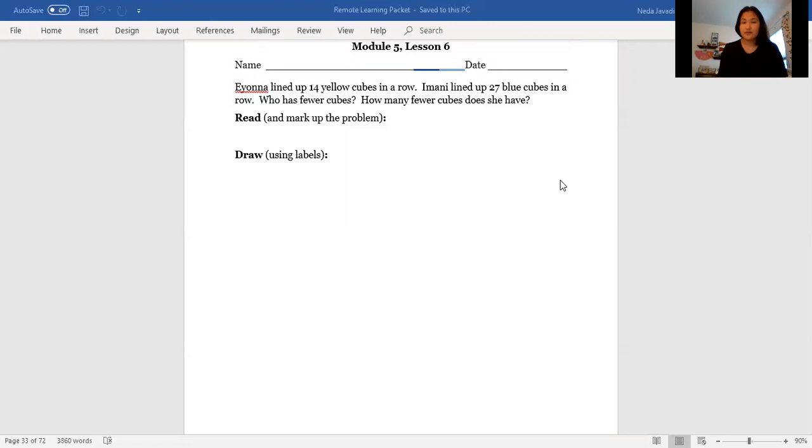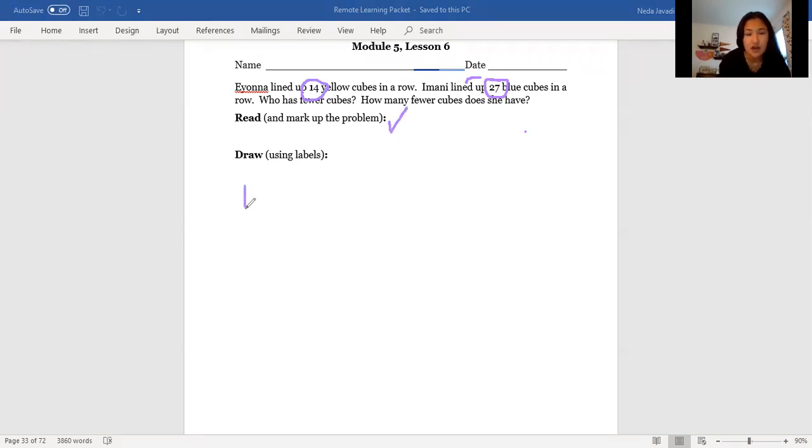Go ahead, go. Cool. Now that you've solved on your own, we are going to solve it together. First things first, I have to mark up my problem. I see the number 14 right here for Iana's yellow cubes. And I see the number 27 over here for Imani's blue cubes. Now, we marked up our problem and we read it. Now let's draw a picture.